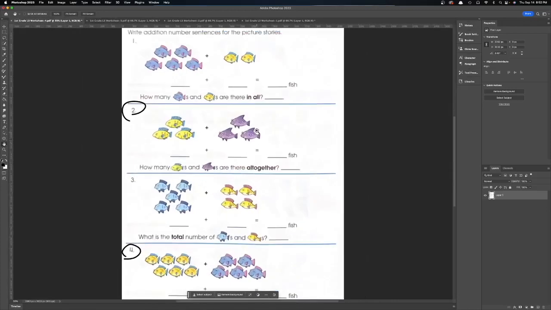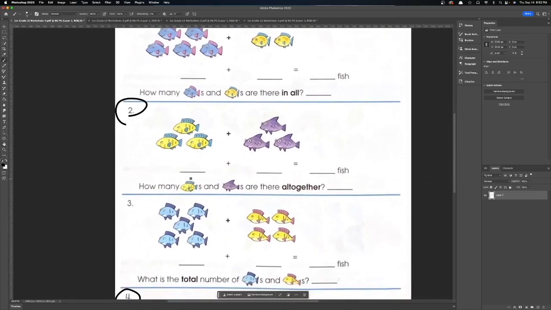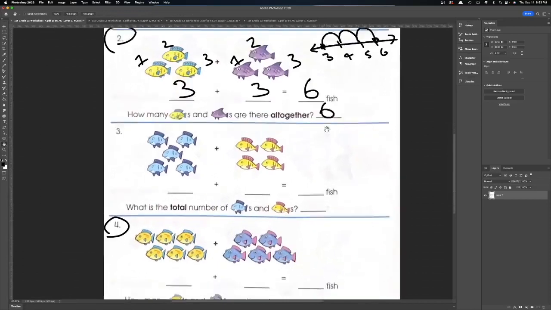And now finally, let's do some more addition number sentences, this time with some fishies. Now we have yellow fish and some purple fish. We have 1, 2, 3 yellow fish, so we put 3 here. We also have 1, 2, 3 purple fish, so we put 3 here. 3 plus 3, let's do that on a number line to visualize. We start on 3 and go 1, 2, 3, and then we end on our answer, which is 6 fish. And then we'll write this here to answer the problem.